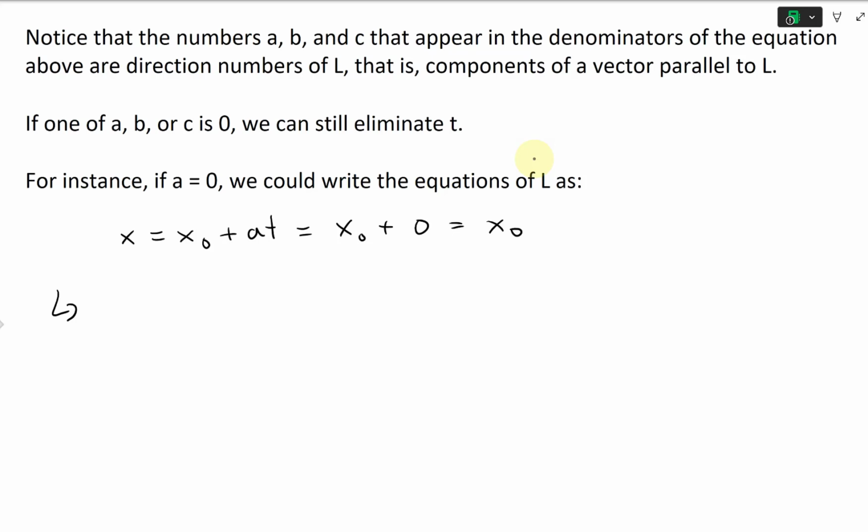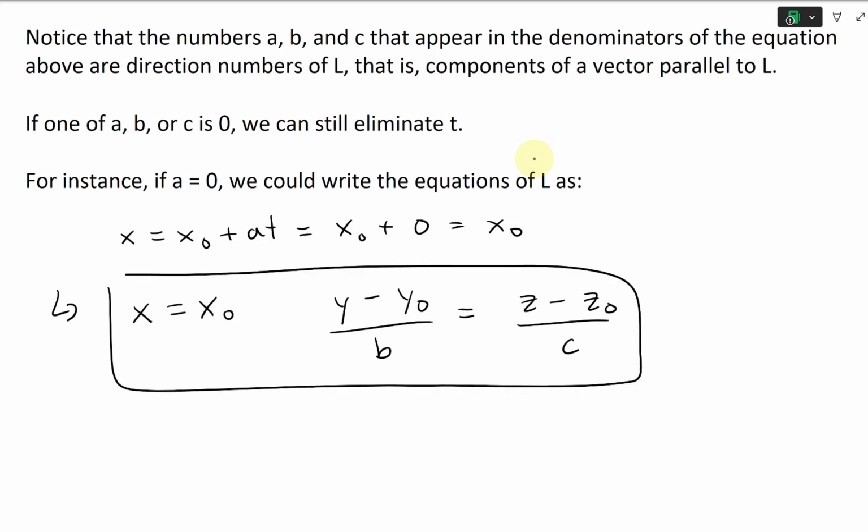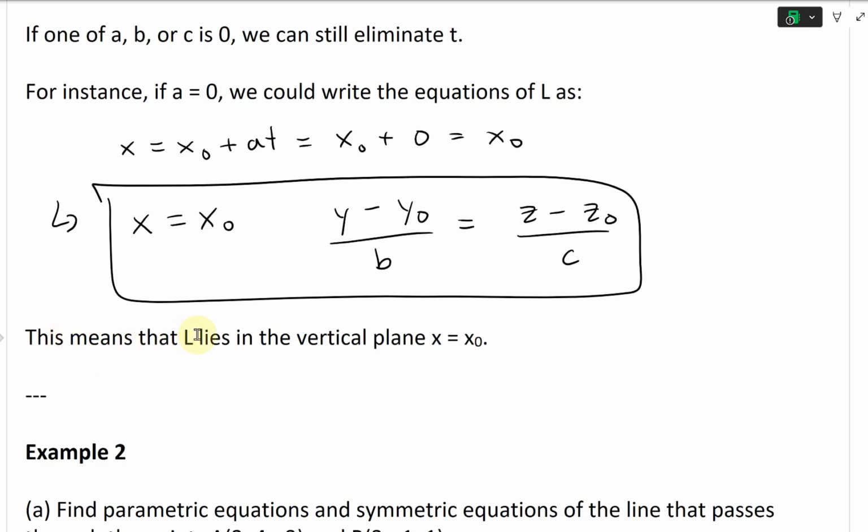So what we get is the equation x equals x naught, and then we have the symmetric equations (y minus y naught) over b, because these ones are non-zero, and then (z minus z naught) over c. And there's our new symmetric equations. And now this means that L lies in the vertical plane x equals x naught.